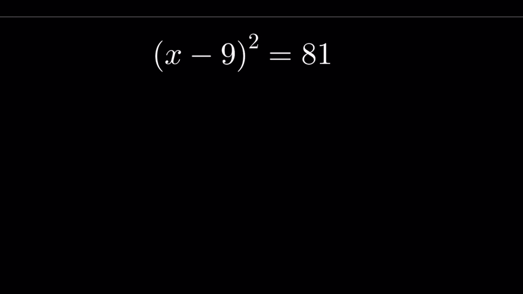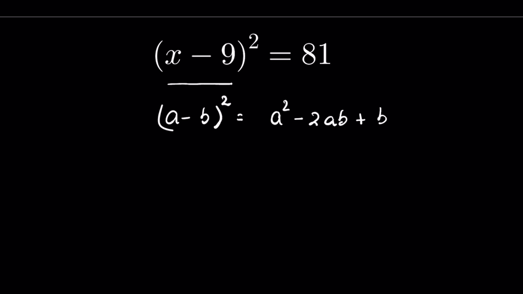(x - 9) whole square is equal to 81. We have to find all the solutions for x. Now it is in the form of (a - b) whole square. So this we can expand as a square minus 2ab plus b square.